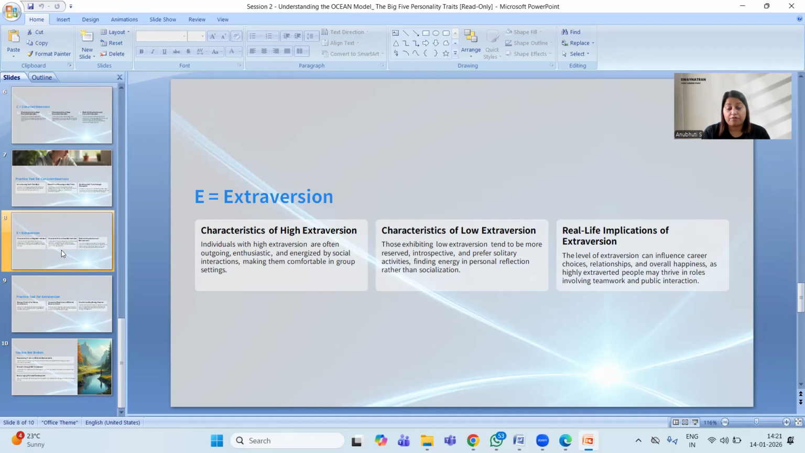Real life implications of extraversion. The level of extraversion can influence career choices, relationships, and overall happiness. A highly extroverted person may thrive in roles involving teamwork and public interactions. However, a person with low extraversion will be more focused and detail oriented where introspection is required, to write down and note the observations for any meeting, like a role of personal assistant or a data analyst.